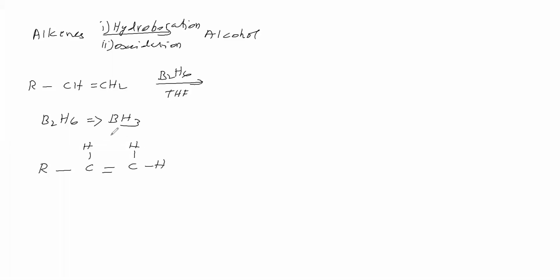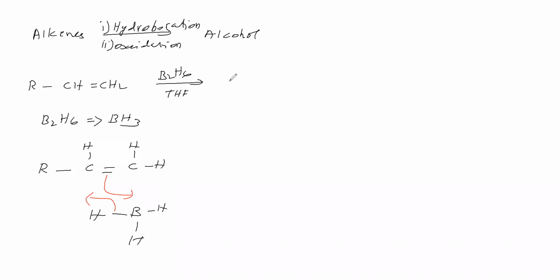In the diborane, the boron part goes towards the less hindered side. Less hindered side means the double bonded carbon that is giving less hindrance. On that side boron goes. Hydrogen goes towards the double bonded carbon which is giving more hindrance. Then BH3 will add like this. Now a shift of electron cloud takes place. This electron cloud goes like this, and this electron cloud goes like this.